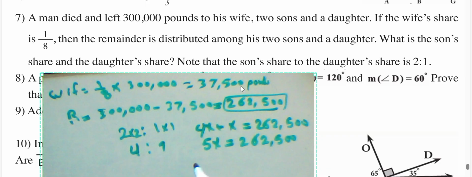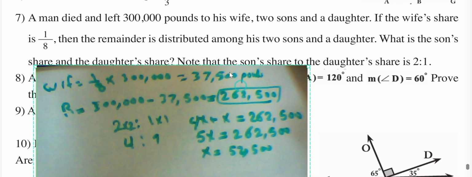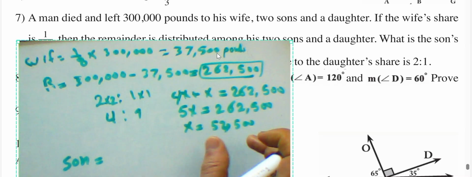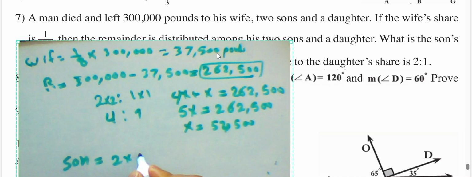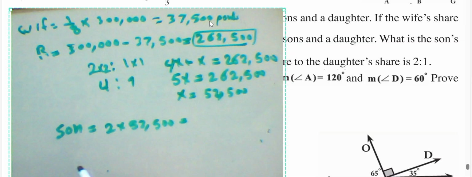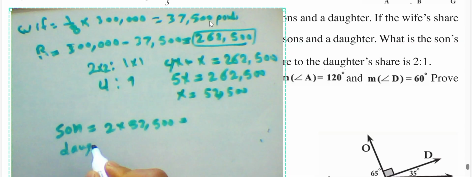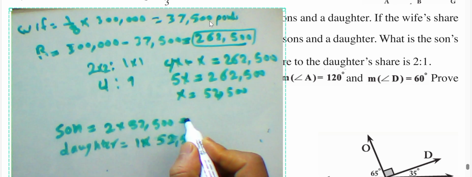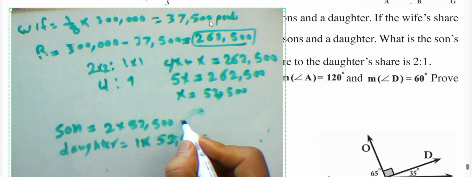Divided by 5 to find the value of each part, equal to 52,500. Then the share of one son will take 2 parts from this, 2 times 52,500, and the daughter will take 1 part. The share of the daughter will be 1 part, 1 times 52,500, and here 2 times 52,500.